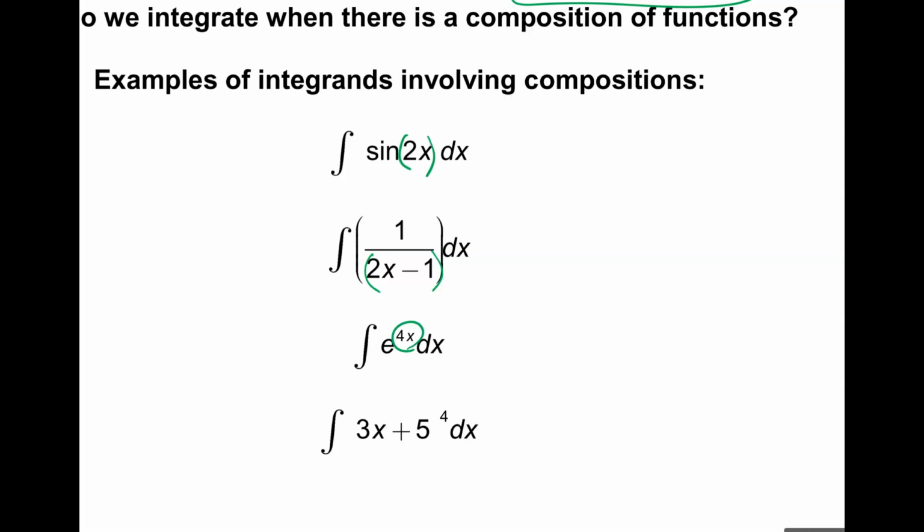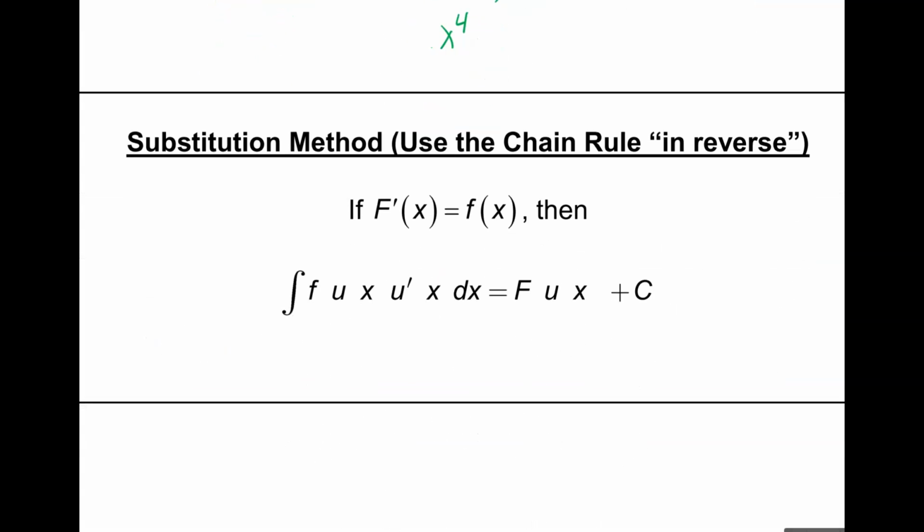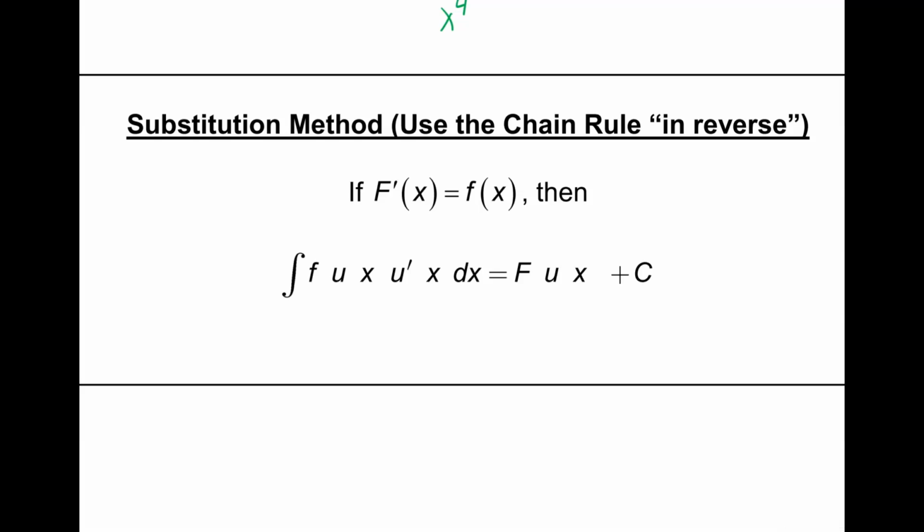We have e to the 4x. e to the x we know how to deal with. But when we have a function inside a function, remember f of g of x, literally a composition of functions, it gets a little messy trying to take the integral. And lastly, this is not just x to the 4th, it's 3x plus 5 to the 4th, a composition. So how do we actually deal with this? We use the substitution method. It's literally the chain rule in reverse.